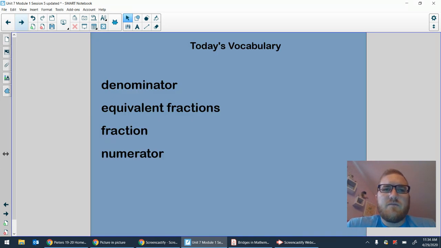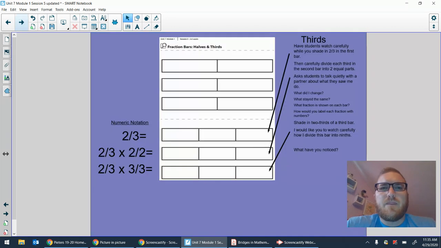All right, vocabulary. Denominator, fancy word for that bottom number. Numerator, fancy word for that top number. Fraction, once again, means that you have something less than a whole and you broke it into equal parts. That's why a fraction is really actually dividing as well. And then equivalent fractions means finding fractions that are equal to each other.